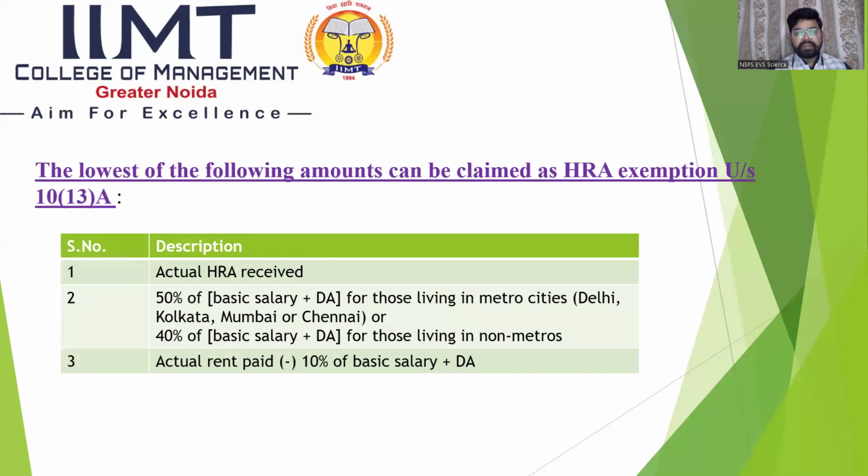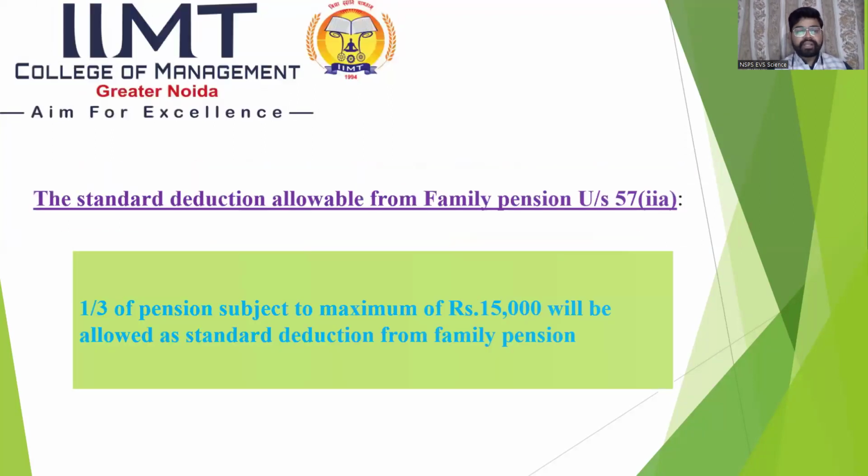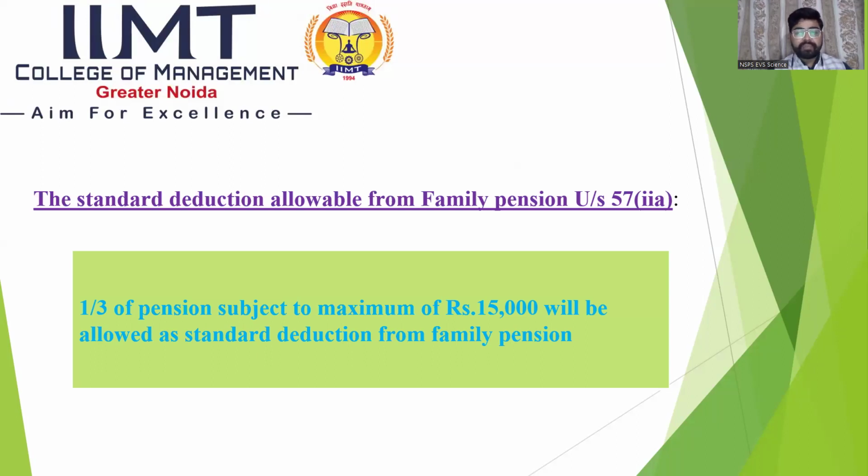in the calculation of taxable salary. The next is we calculate the standard deduction allowable from family pension. If any person receives family pension on behalf of another employee from the employer, like a widow pension or dependent pension, then 1/3 of the pension, subject to a maximum of rupees 15,000, will be allowed as standard deduction from the family pension. If any person receives family pension on behalf of a dependent, then 1/3 of the pension received, subject to a maximum of 15,000, is allowed as standard deduction from the family pension.